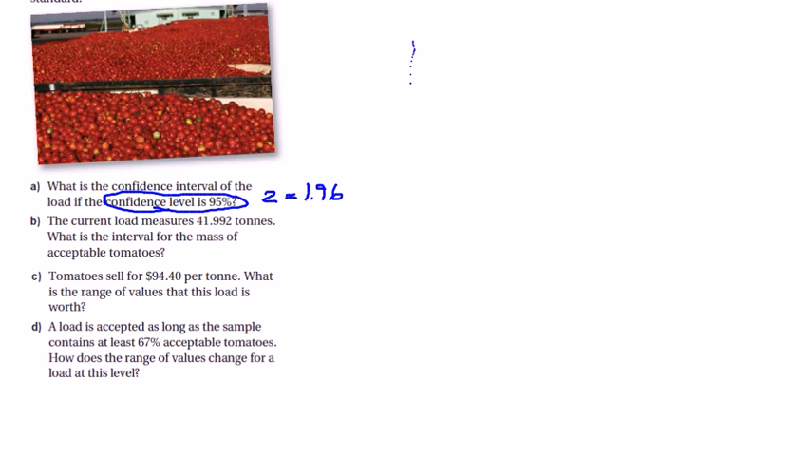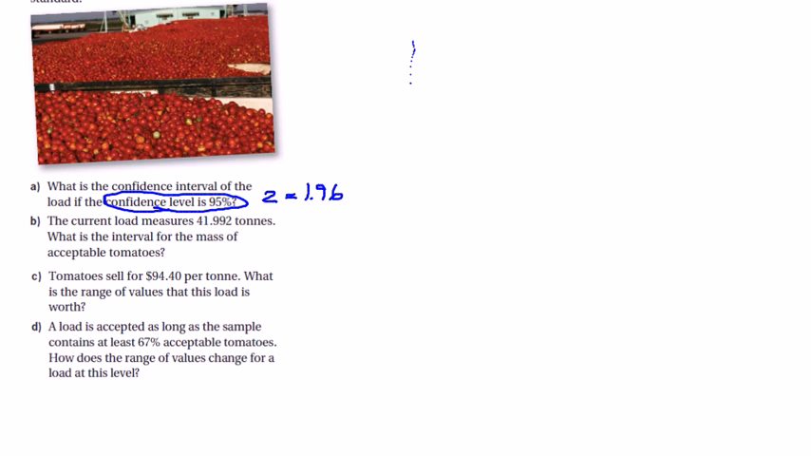So the error formula is Z times the square root of P times 1 minus P divided by N, the sample size. So we're going to plug in 1.96 times the square root of 0.92, 92%, times an 8% chance that you don't get an acceptable tomato, divided by a sample size of 300. And when you work that out, you should get something along the lines of 3.1%.